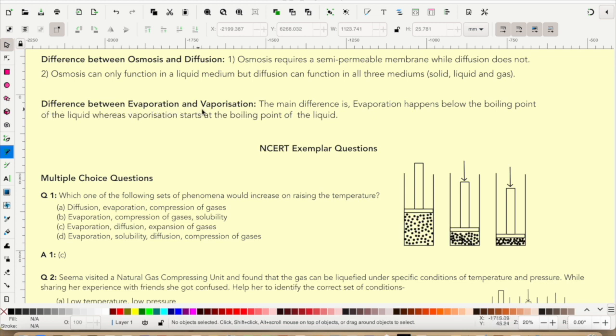Difference between evaporation and vaporization. The main difference is evaporation happens below the boiling point of the liquid, whereas vaporization starts at the boiling point of the liquid.